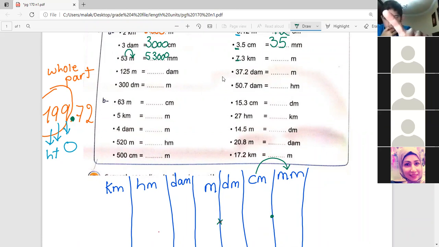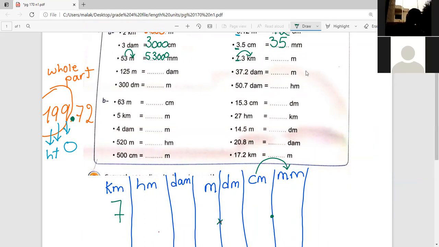Okay, you have to pay attention to the decimal number. 7 is the ones digit. Where should I place 7? We place it in kilometer. Now, next, we will cross the point. Before we cross the point, we have to copy the number, 7.3. How do we copy it? We put 7 and the point will be on the vertical line of kilometer, 7.3.